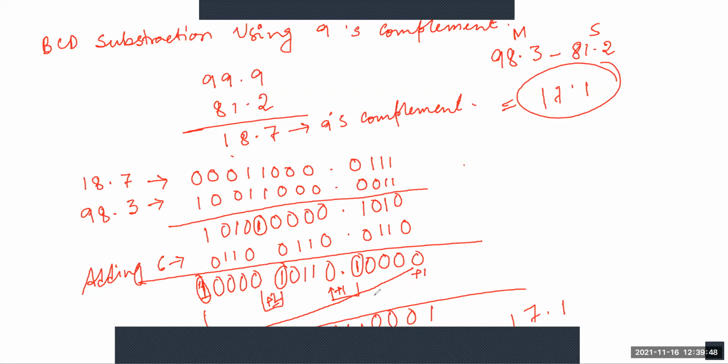Actually, only 4 minutes are left. If I start repeating this type of example, I think I will not cover it within 4 minutes. So I think at this moment I will stop for today. In the next class, I will definitely give you one example at first for the BCD subtraction using 9's complement. Then we will move forward to the next topic.